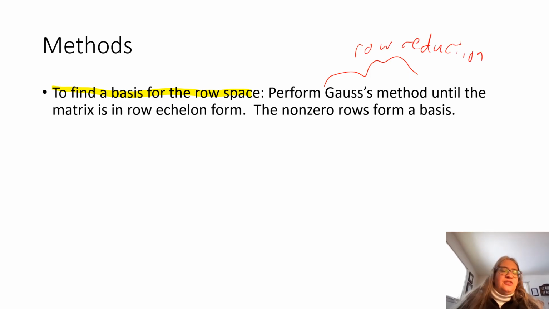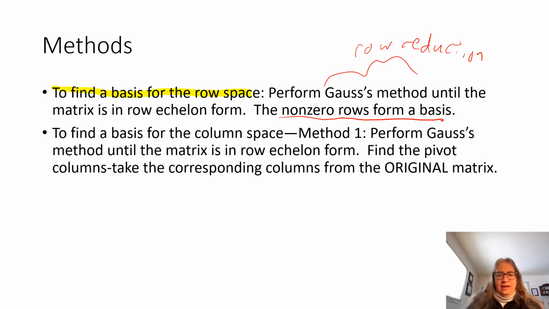Until you get to row echelon form. You don't need reduced row echelon form. Regular row echelon form is fine here. And whatever you have that are non-zero rows, that's your basis. Okay, not too hard there. All right, what are we going to do about a column space?